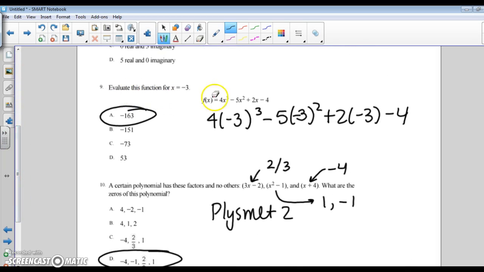Number 9, evaluate, means plug it in. Plug it in to all those, substitute it in, put that in your calculator, you get -163.